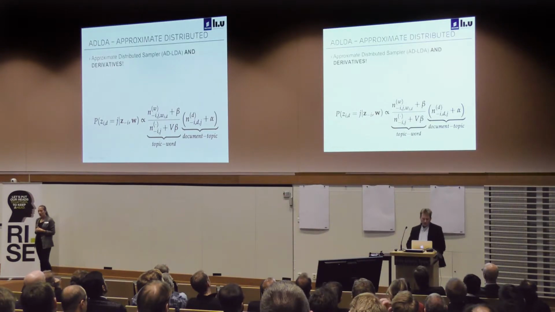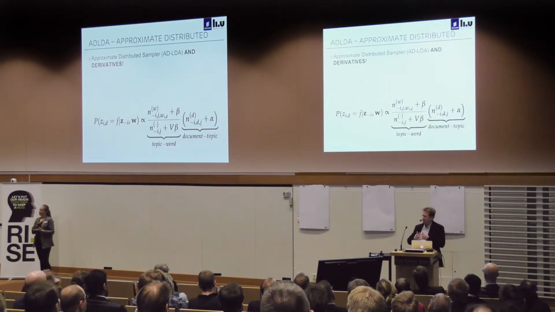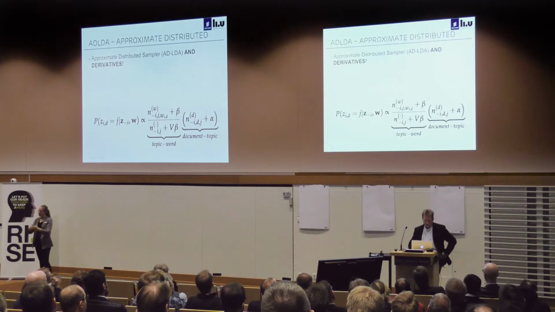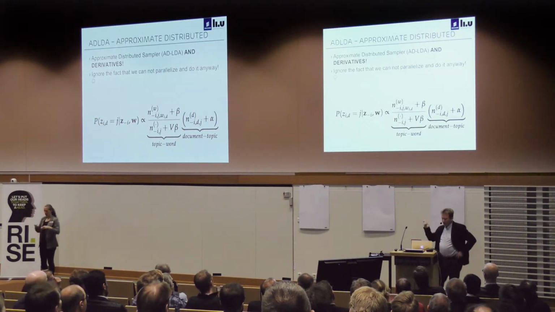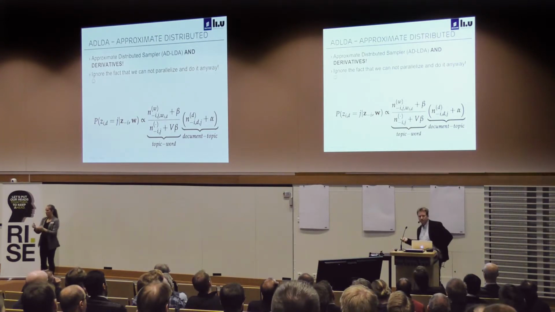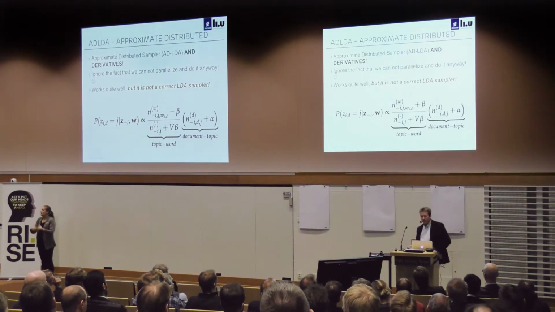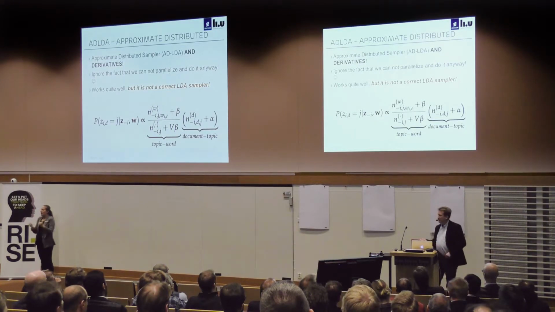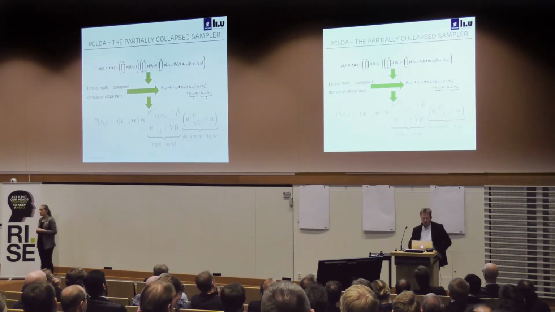Okay, so this dominant approach called ADLDA, what does it do? Well, it is the dominant approach, and there are a lot of derivatives of ADLDA, and they all build on the same idea. We ignore the fact that we cannot parallelize over this Z, and we do it anyway. And this actually works quite well, but in fact, it's not the correct LDA sampler because of this dependence relation that we have. So what do we do with our sampler then?